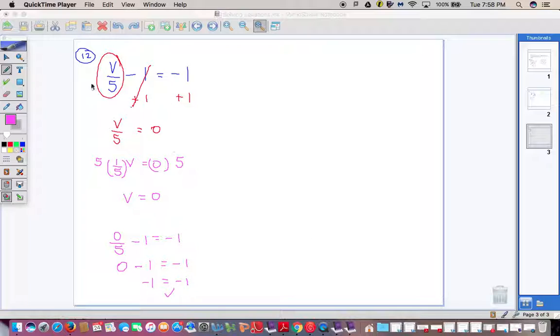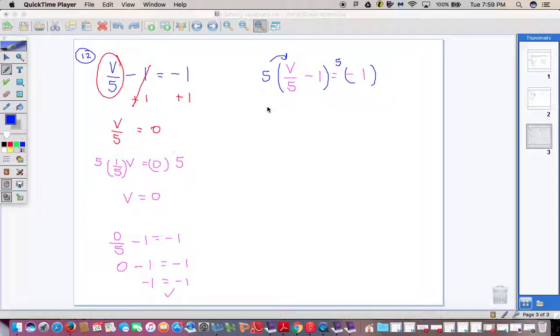Another way of doing this is to cancel out your denominators, to cancel the fractions. And in order to cancel the fractions, you have to multiply both sides of your equation by the same number. This is using the multiplication property of equality. So if I go back to my original problem of v divided by 5 minus 1 equals -1, if I want to cancel my fraction, I'm simply going to multiply both sides of my equation by my denominator.